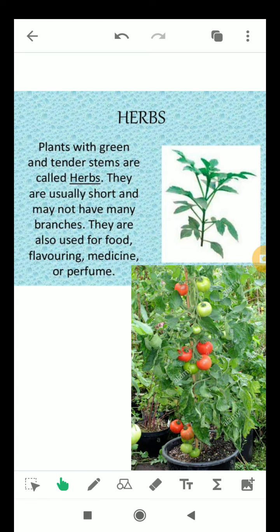The examples of herbs are tomato, mustard, or sunflower plants.